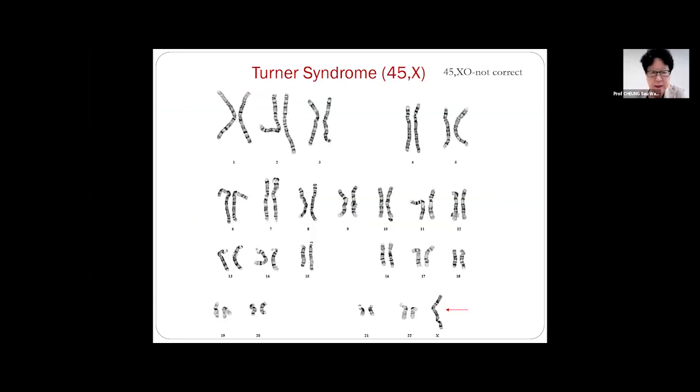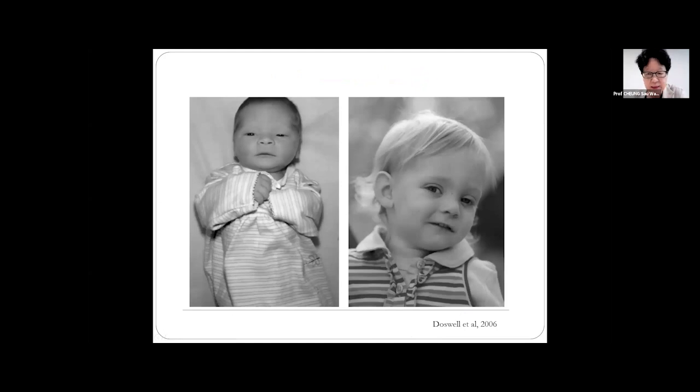So this is Turner syndrome. You have 45 chromosomes with one X, whereas 46 means you have two X. 45 means you're missing one X chromosome. And these are the pictures of Turner syndrome.